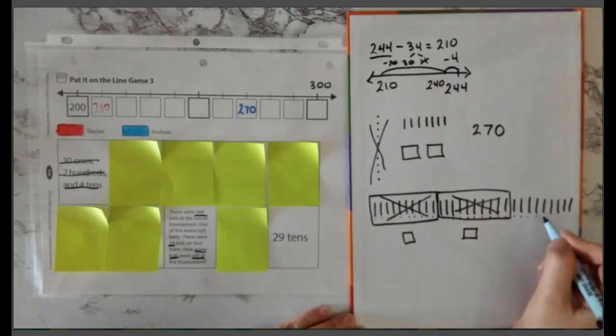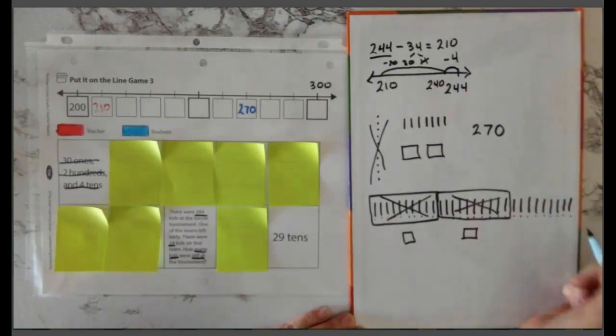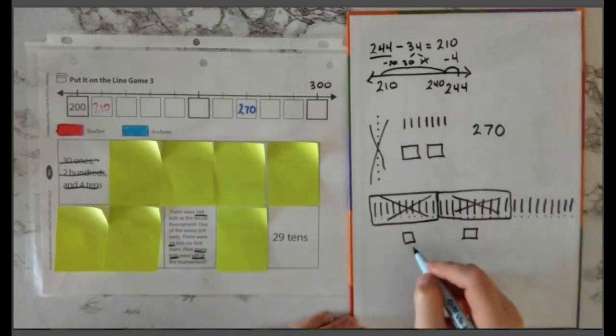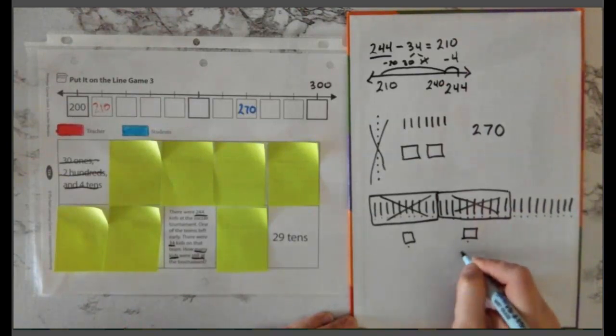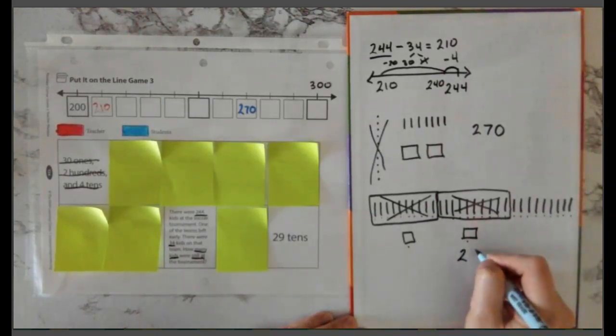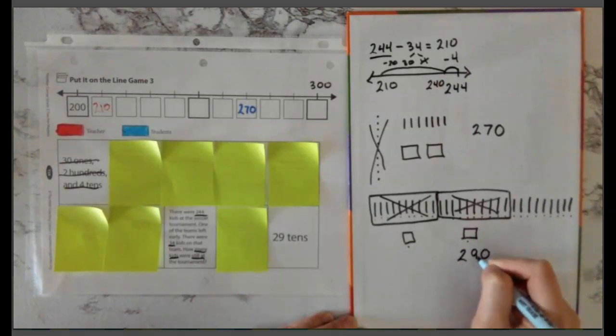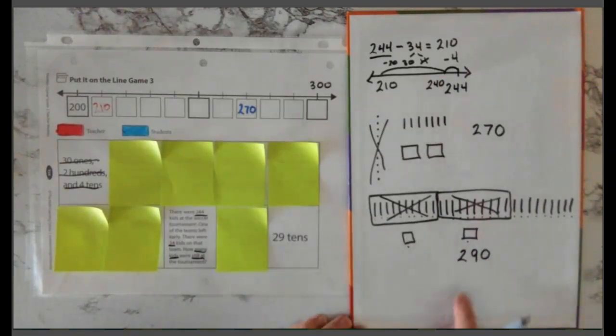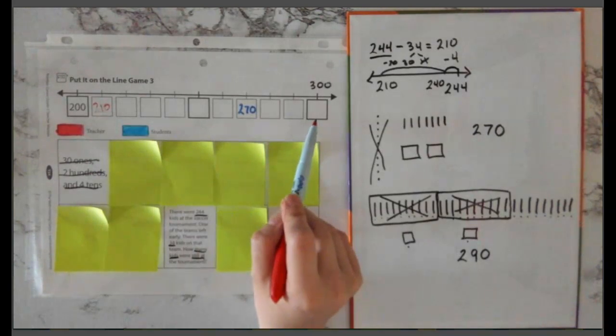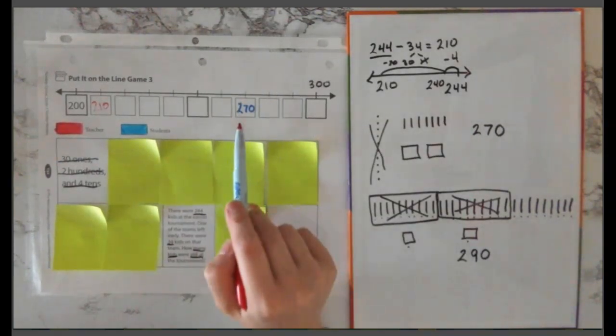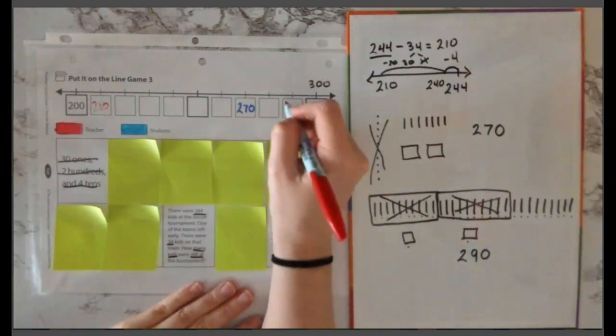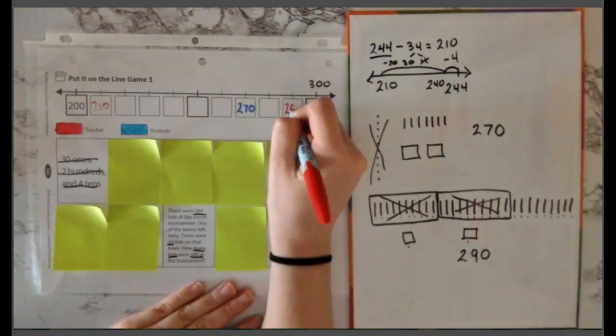1, 2, 3, 4, 5, 6, 7, 8, 9 tens. Well, I can't turn 9 tens into 100, but I can take my 2 hundreds and my 9 tens that I really know is 90. And I know that I have 290. Where should 290 go on our line? Closer to 300 or closer to 270? Oh, if you're thinking closer to 300, that's good thinking.